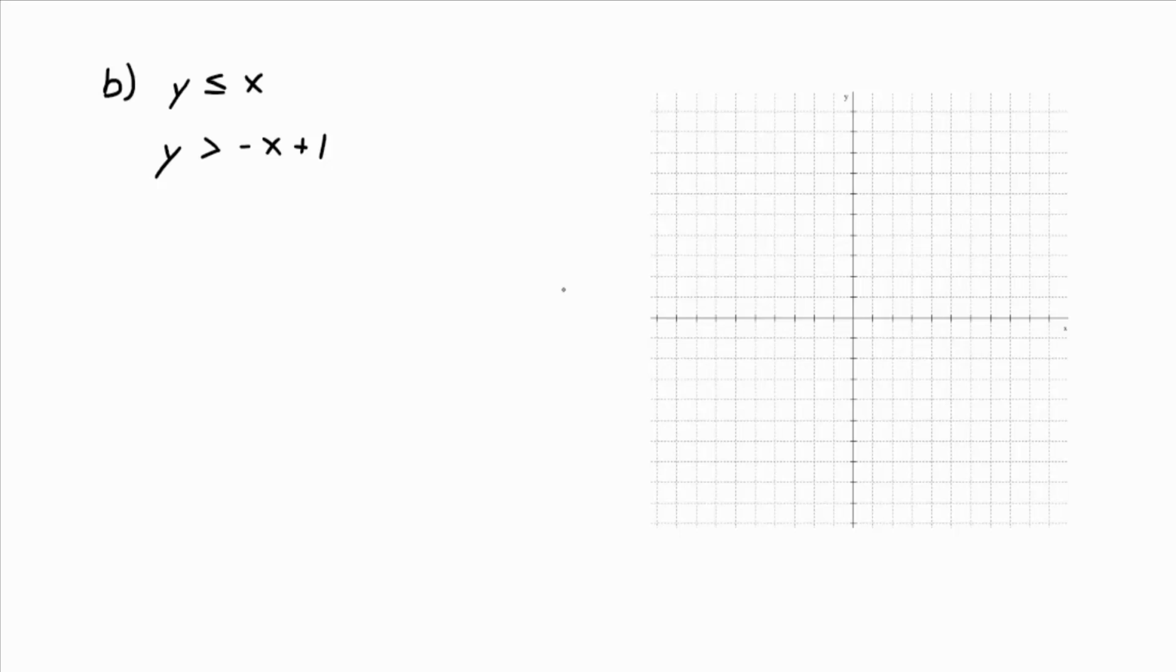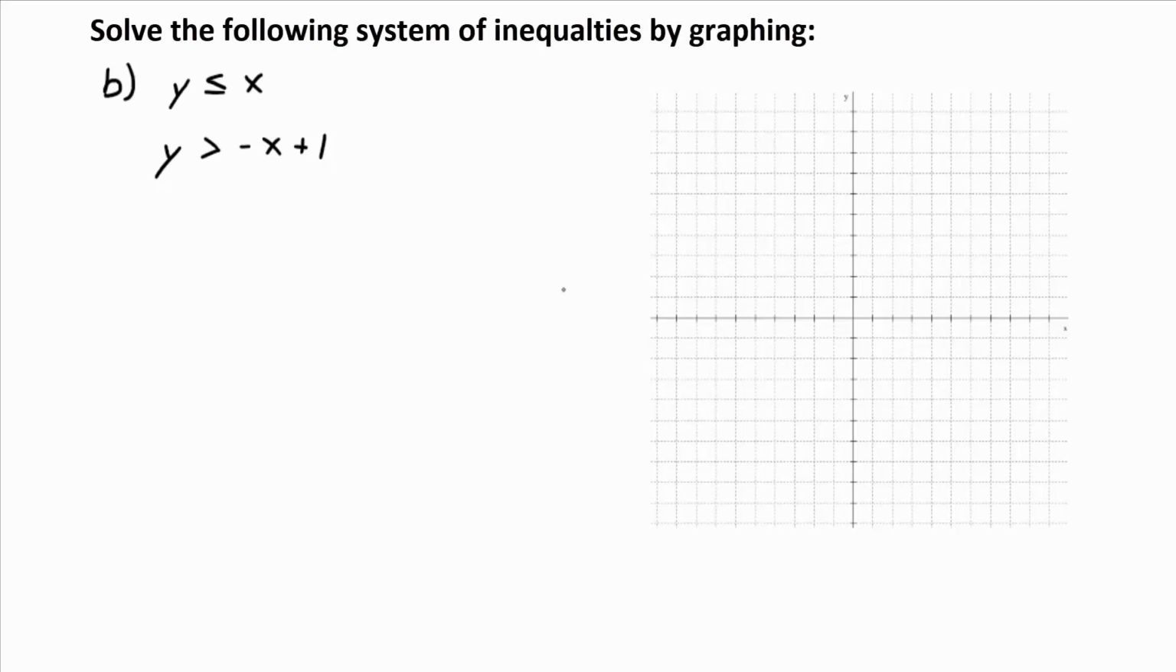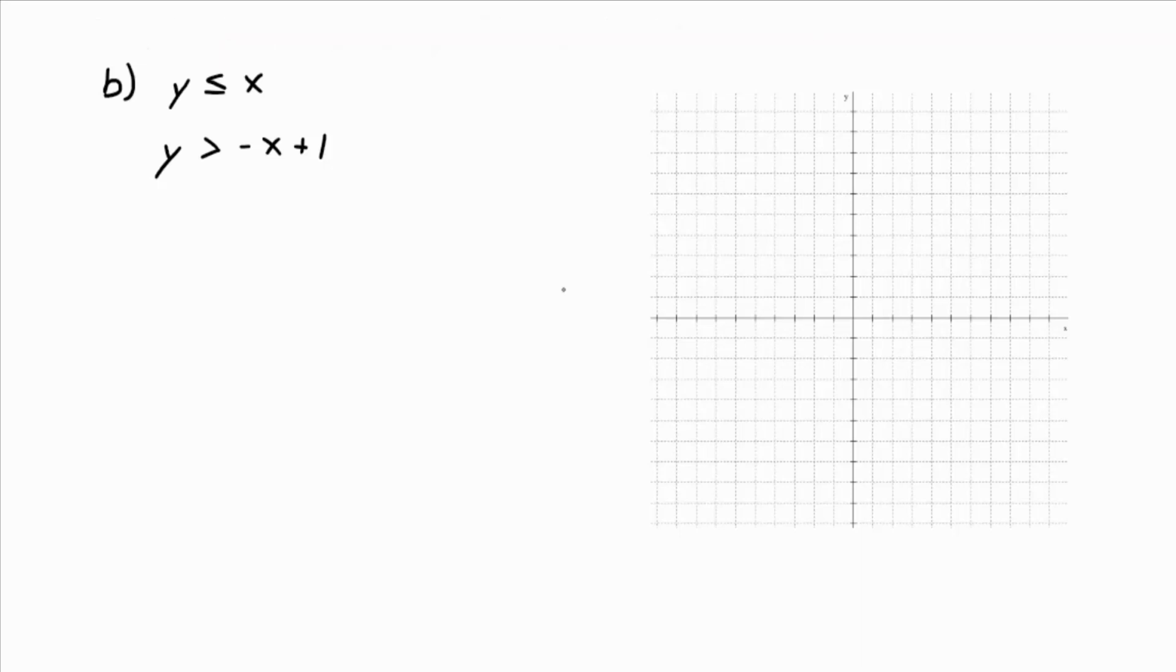So in this one, in part B, we have y is less than or equal to x, and y is greater than negative x plus 1. This is kind of like two problems in one. You're going to graph both of these inequalities on the same plane using the same techniques we used above, and then the overlapping shaded region is the solution because both the points have to satisfy both inequalities. So the overlapping shaded regions represents the solution set or solution region, okay?